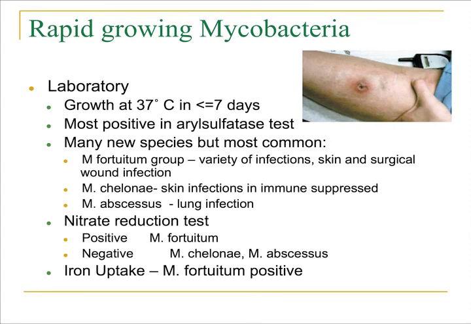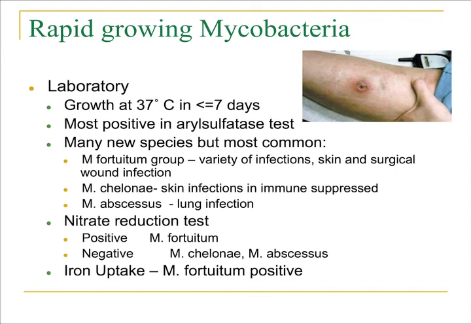In the laboratory, you get growth at 37 degrees in less than or equal to 7 days, and this is why it's referred to as a rapid growing organism. Most of the species are positive in the arylsulfatase test, and this is a test that can be used to guide you toward the identification of a rapid grower. There are many new species, but the most common species are the Fortuitum group of organisms, which can cause a variety of infections, including skin and surgical wound site infections. M. szulgai, which causes skin infections, mostly in immune-suppressed hosts, and M. abscessus, which is commonly found in lung infections.